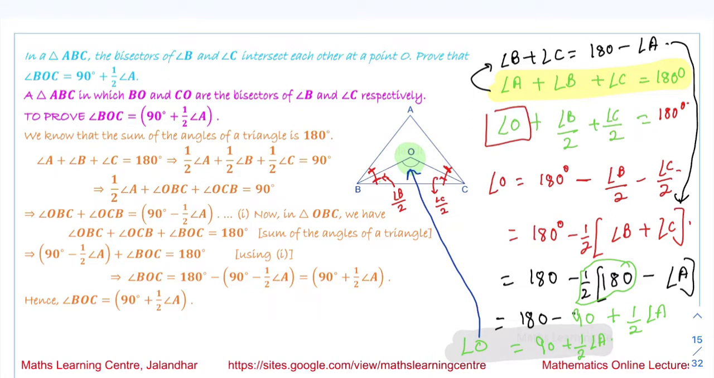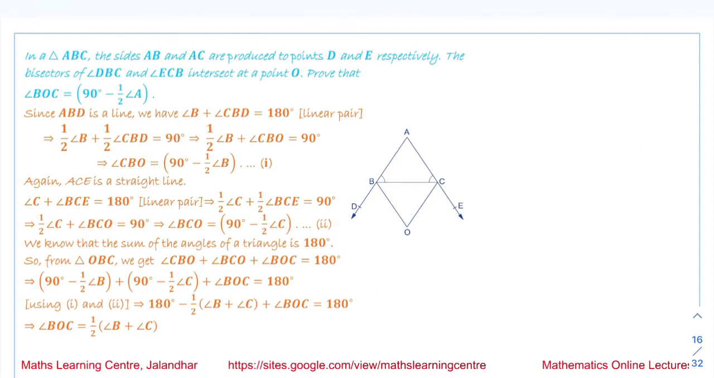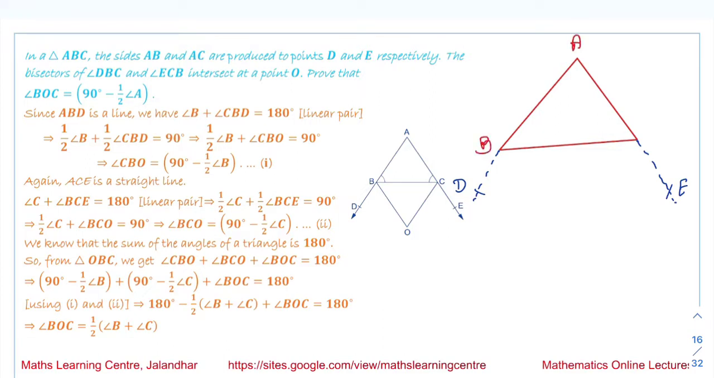Now in this next question, we are given a triangle ABC. So this is the side AB, this is side AC, and say this is the side BC. We have extended these sides and we are saying this is the point D and this is the point E. The given triangle is ABC. Now we have drawn the angle bisectors over here. These are the angle bisectors.